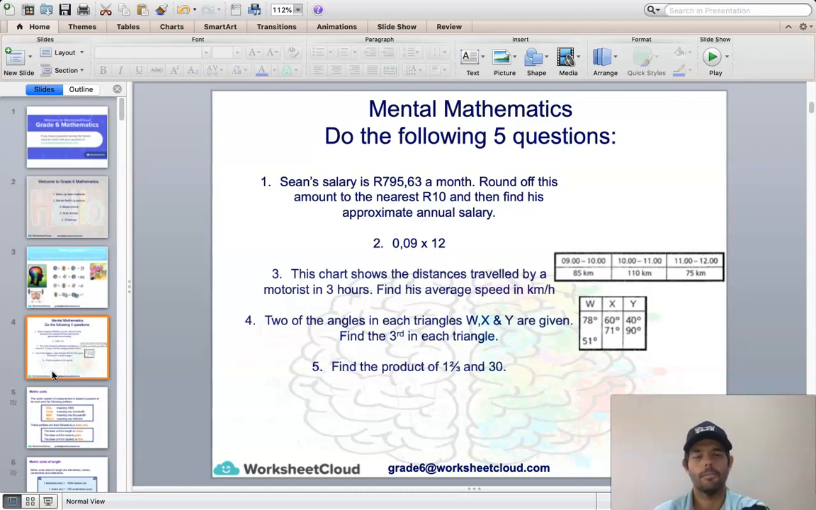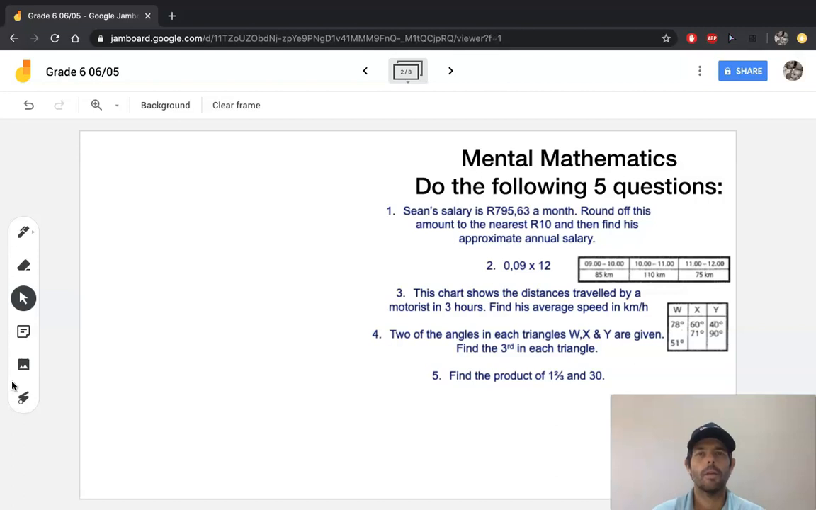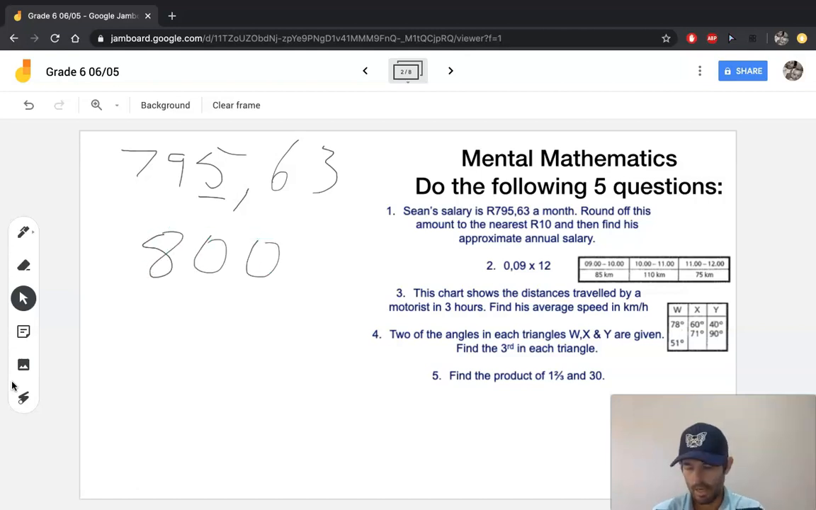And let's see how you guys remember the past principles. Question number 1, Sean's salary is 795 Rand and 63 cents a month. Round off his amount to the nearest 10 Rand and then find his approximate annual salary. So we're looking to do two things. The first thing, we need to round off this number to the nearest 10 Rand. And we can see that the unit is 5. So we know that if it's 5 or more, then it goes up to the next 10 Rand, which will be 800 Rand.